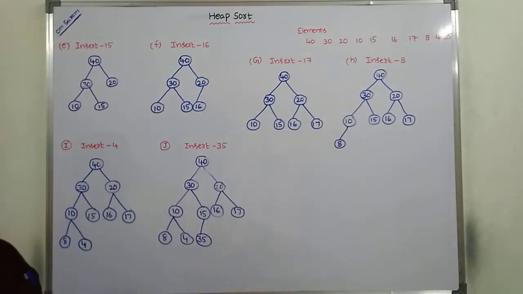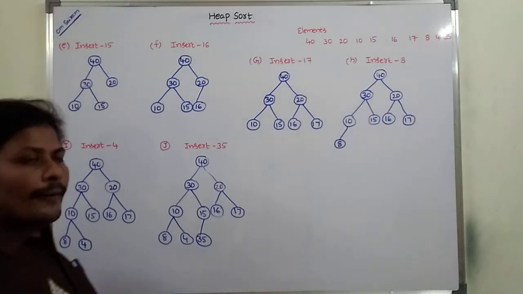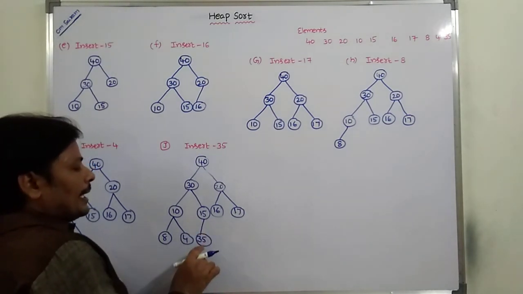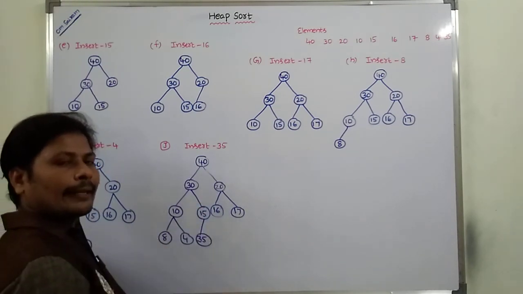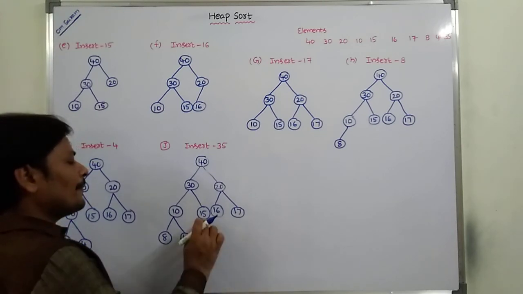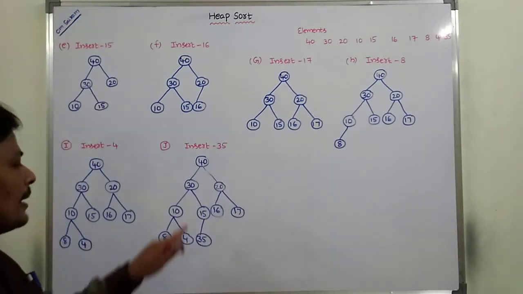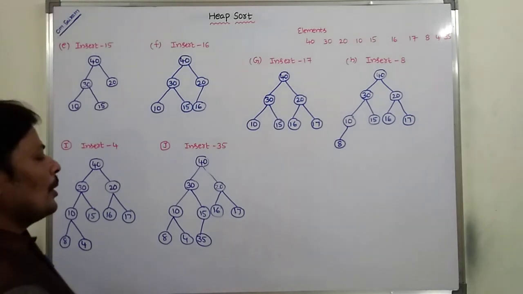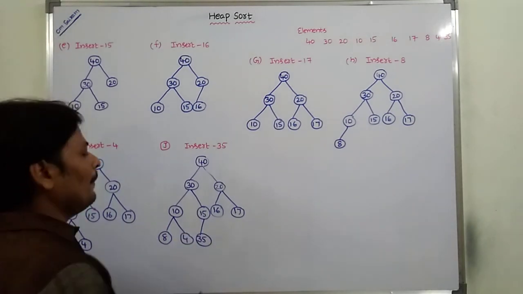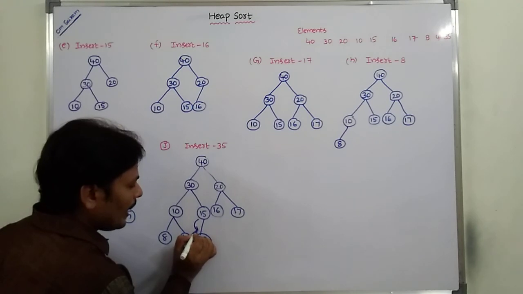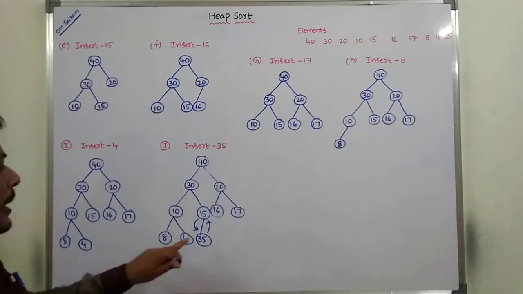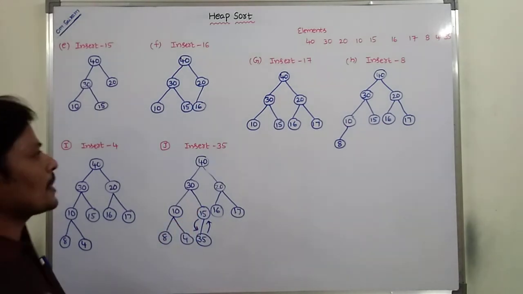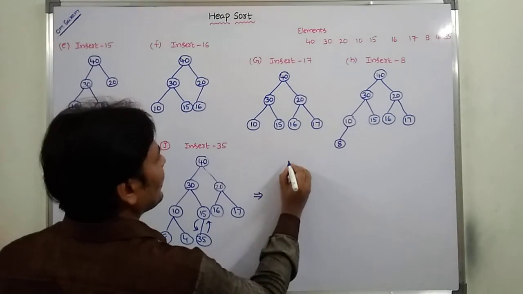Now after inserting 35, does it satisfy the maximum heap property or not? So here 35 has the parent 15. The parent node's value should be greater than its children's node's value. Is 15 greater than 35? That is false. So now we have to modify them. Swapping can be done because it does not satisfy the maximum heap property. So then 35 and 15 can be swapped.